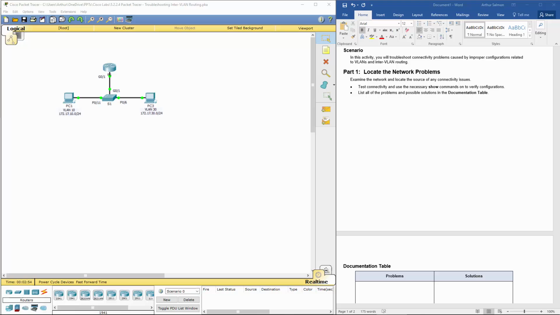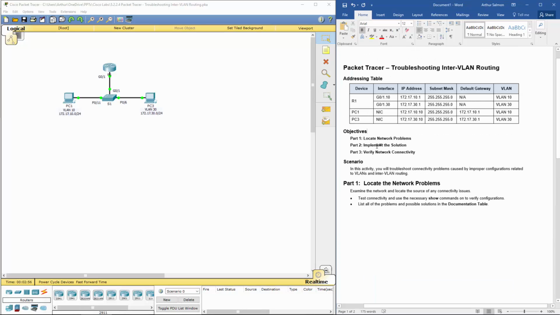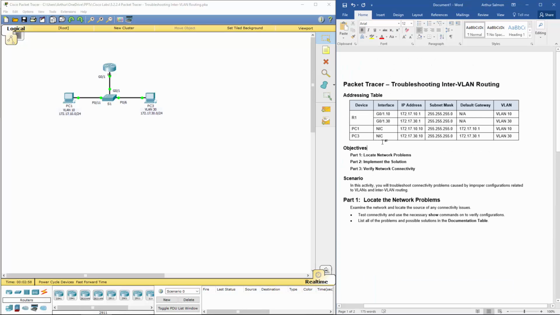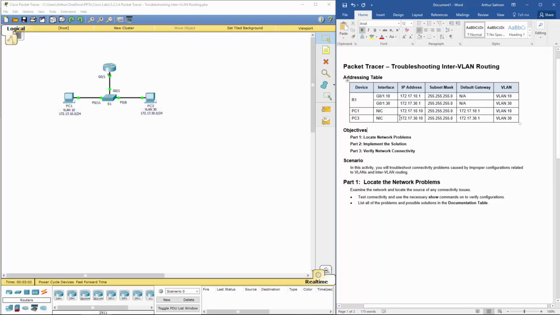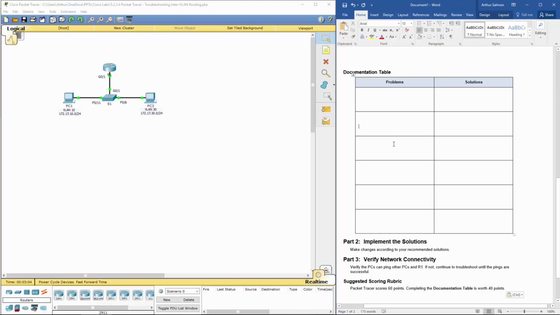So, what I did was I copied everything to a Word document. So here's my address table, and we're going to be filling in these different categories. We're going to look for problems and solutions.